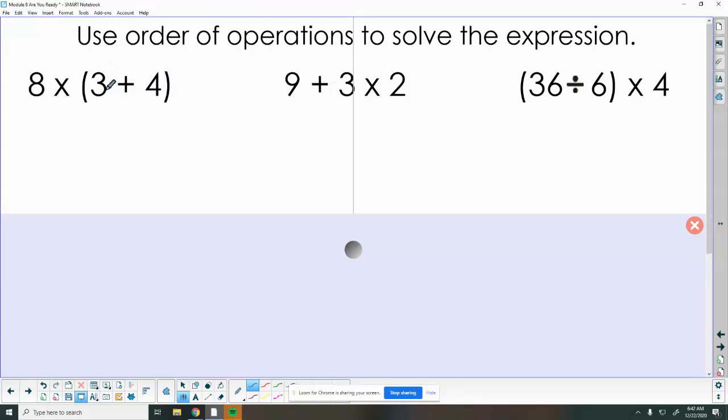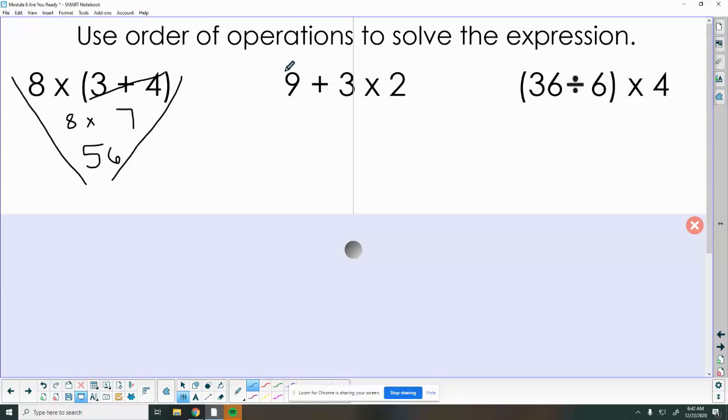So we always start with our grouping symbols. So 3 plus 4 is 7. I like to write my answer underneath, and then I like to cross that out. I know these ones are short, but we're going to be using a lot longer ones. So if we can practice this strategy now, we will help ourselves in the long run. And then bring down anything else. So times 8. So 8 times 7 is 56.